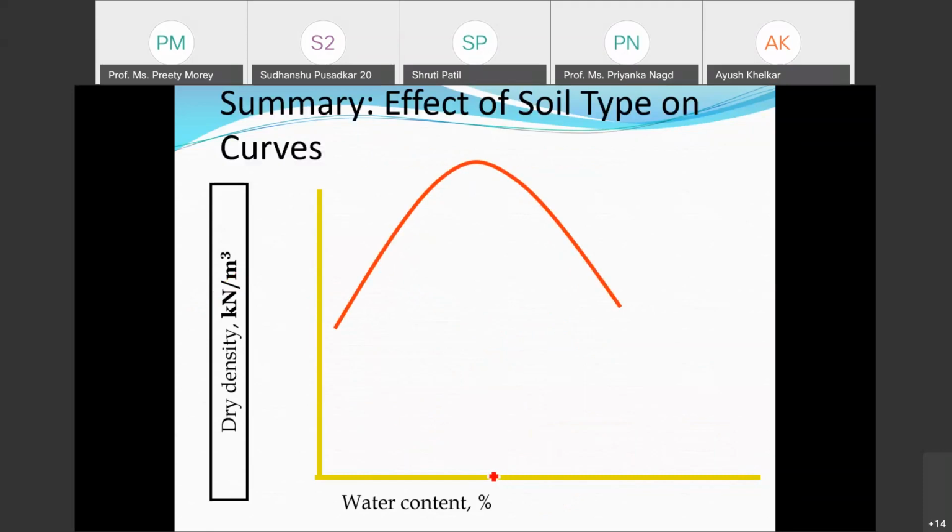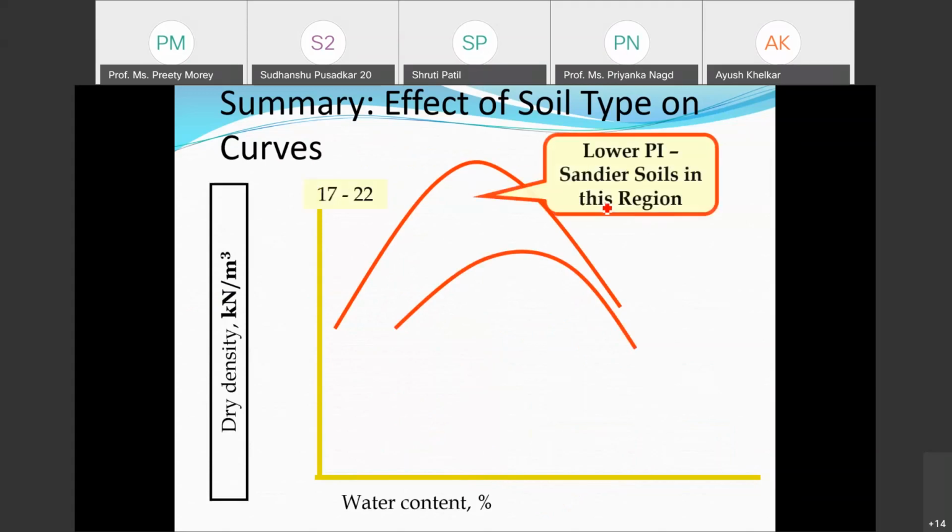Now, this MDD or optimum moisture content varies with the type of soil, whether it is a clay soil, a silty soil, a sandy soil, a plastic soil, lower plastic or higher plastic soil. Depending upon that, the MDD-OMC curves also change. So I am showing you these different types of curves. When we have a low plasticity index, sandier soil, we get the MDD on the higher side, 17 to 22 kilonewtons per cubic meter.